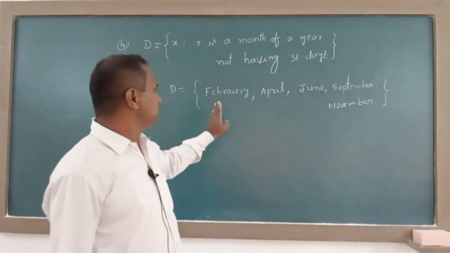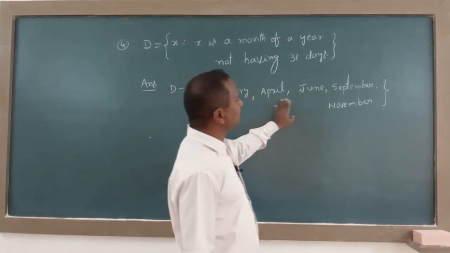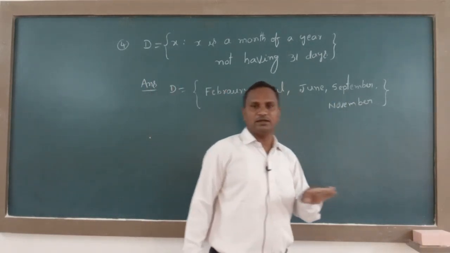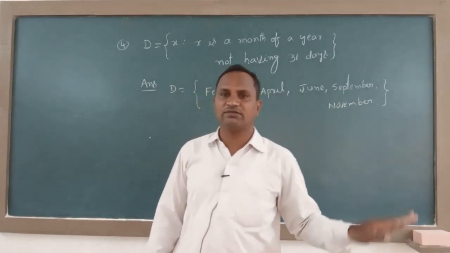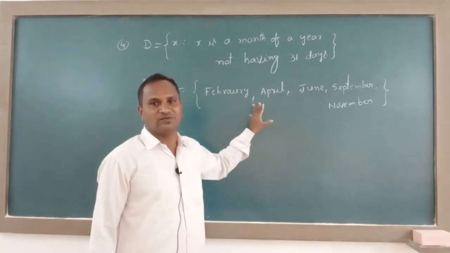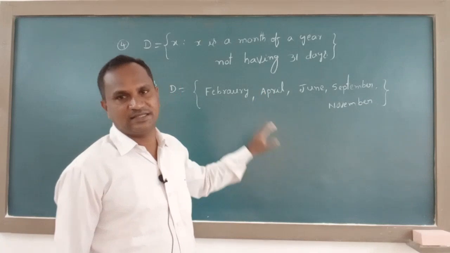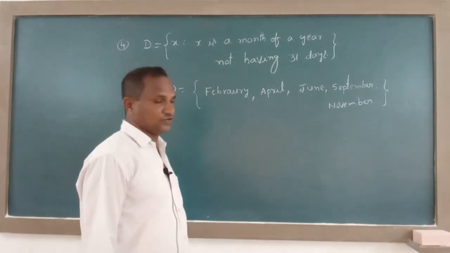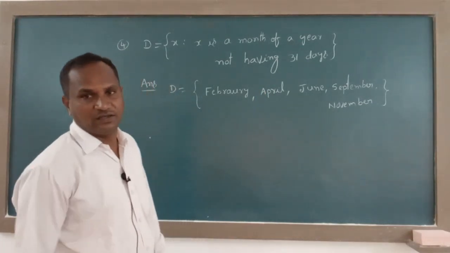That's why these months, February, April, June, September and November, do not have 31 days. That's why I listed the names of all these 5 months here. This is the answer for the 4th question. Next, let us start the 5th question now.